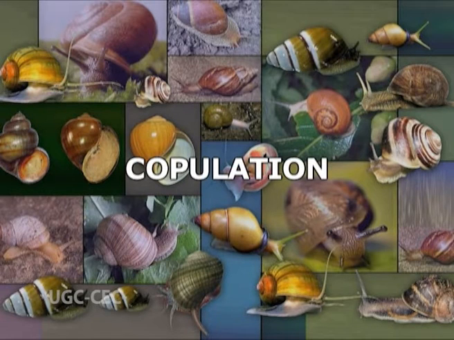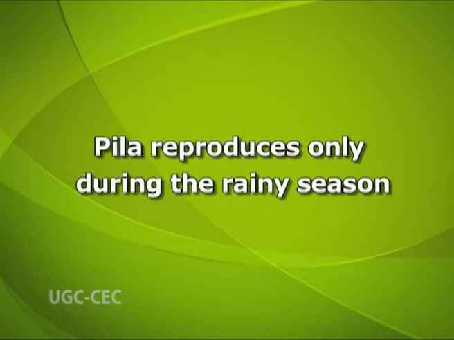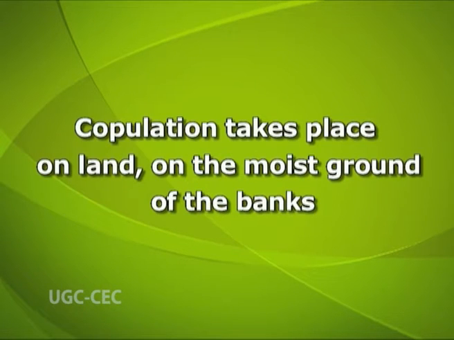Copulation. Pila reproduces only during the rainy season. Copulation takes place on land on the moist ground of the banks. During copulation, the male and female Pila come close together in such a way that the right nuchal lobe of one is opposed to the other. The copulation lasts for 3 to 4 hours, at the end of which sperms are transferred from the seminal vesicle of the male to the receptaculum seminalis of the female, where the sperms are temporarily stored.